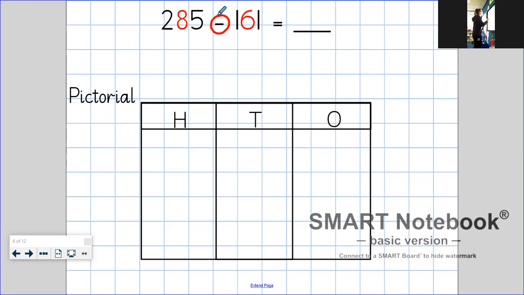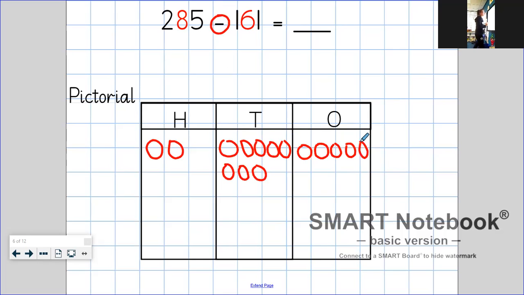So this time, I'm going to draw my first number, 200, 8 tens, and 5 ones. Okay, we are now going to take away, which means we are getting rid of these numbers. We are taking them away. So I always start with my ones. I'm taking away 1 one, because look, there it is, tells me that.